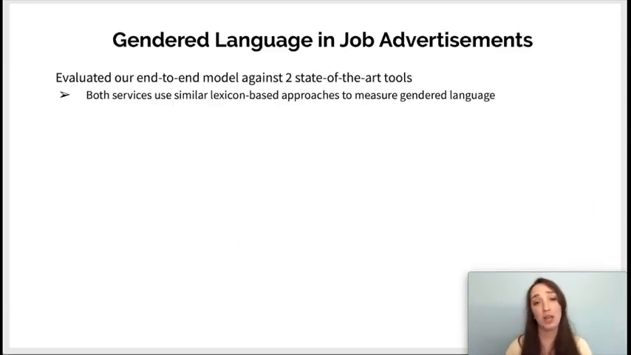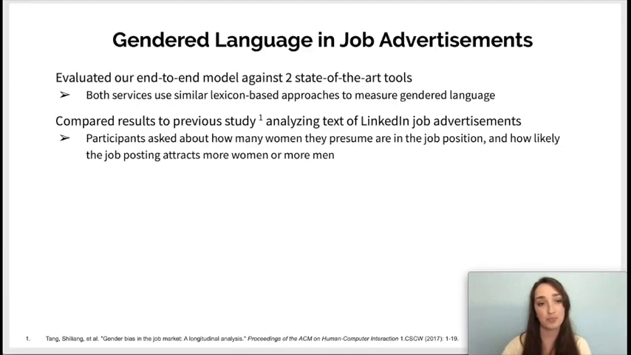Finally, we applied our model to a real-world task. We looked at job advertisements, and we compared our results to two state-of-the-art tools. Earlier, I mentioned Text.io, and we compared to them, and we also compared to another company called Unitive that does similar lexicon-based quantification of job advertisements. We compared the results to our previous study, which looked at LinkedIn job advertisements.